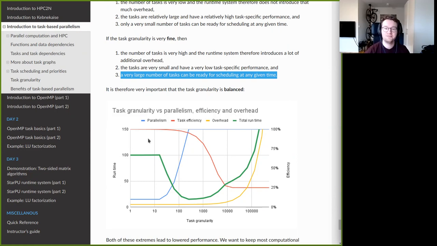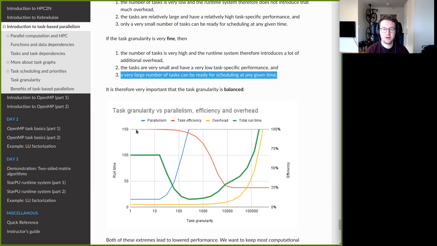It doesn't really matter. What you note here is that if the task granularity is very coarse, then you don't get that much parallelism, shown here in blue. You're pretty much just running on a single core. But when you increase the number of tasks to become large enough, you will start getting more and more cores busy until you end up saturating all the cores. After this point, you have reached the maximum level of parallelism conceivable.